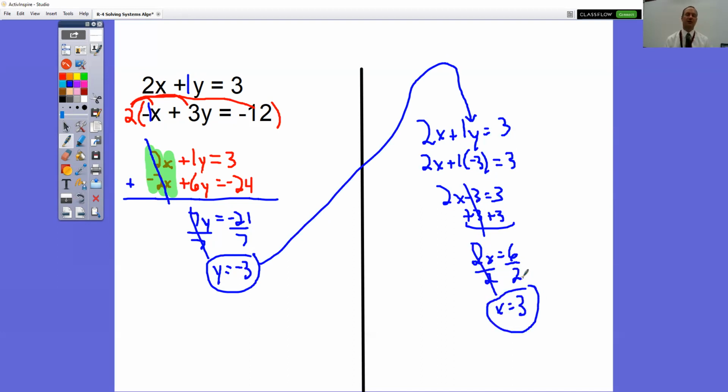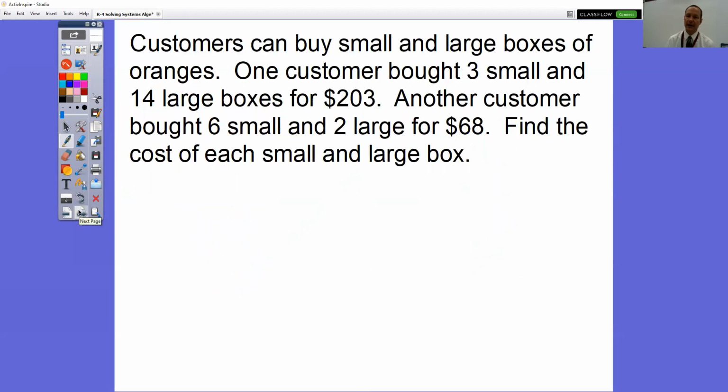So again, I multiplied to create my own opposites. If you tried this problem and you made opposites with your y's, you have completely different work than what I have, but you should get the same answer in the end. One last type of problem that we're going to have today, it's going to be a word problem. We're only going to set this one up. We're not going to solve it, just to save a little bit of time.